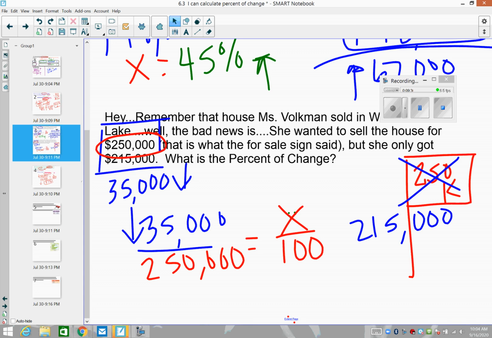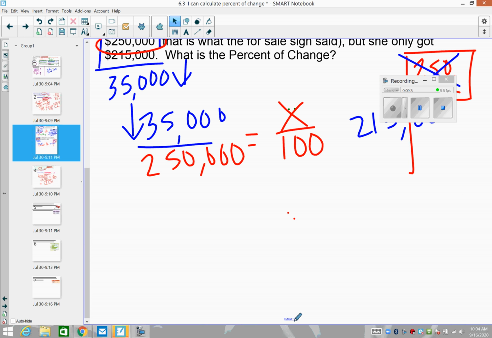So taking cross products then, what was the percent of change or the percent of loss that we took on what we wanted to what we get? So we have 35,000 divided by 250,000. Which means that we took a 14% decrease in price.